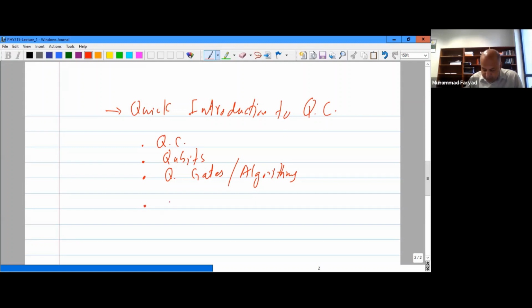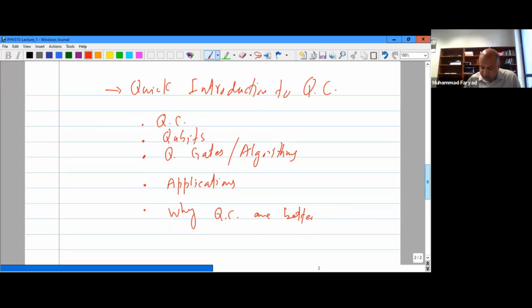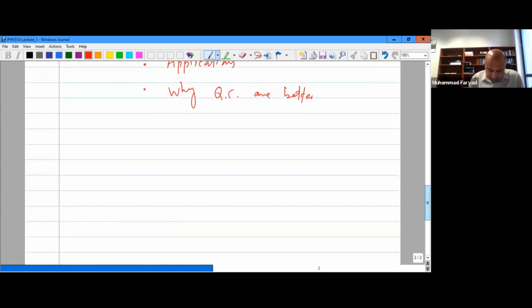And then I will also talk about some of the applications of quantum computers, and at the end we will talk about why we think that quantum computers are better or faster than classical computers. I mean, what are the rationales and where we think things are heading. Okay, so let's start with a discussion on quantum computers.